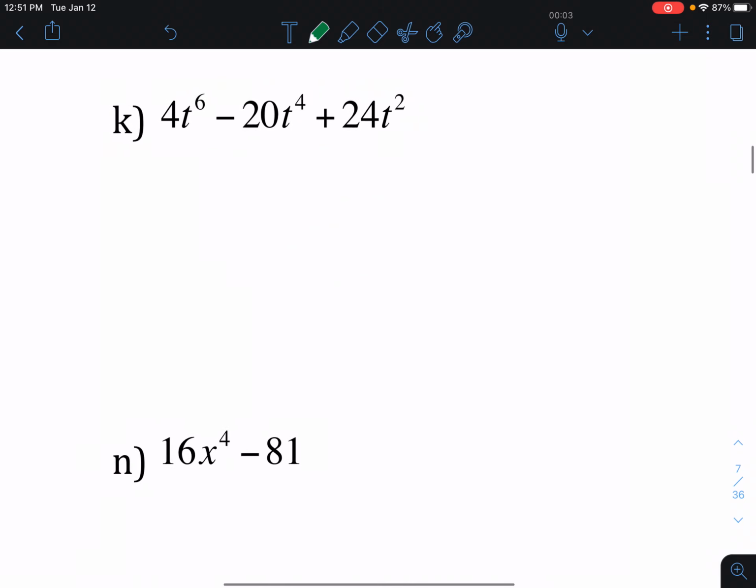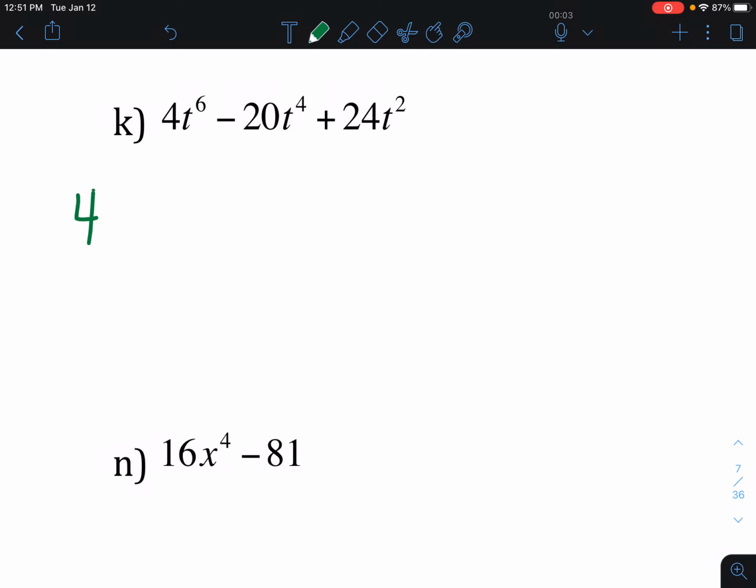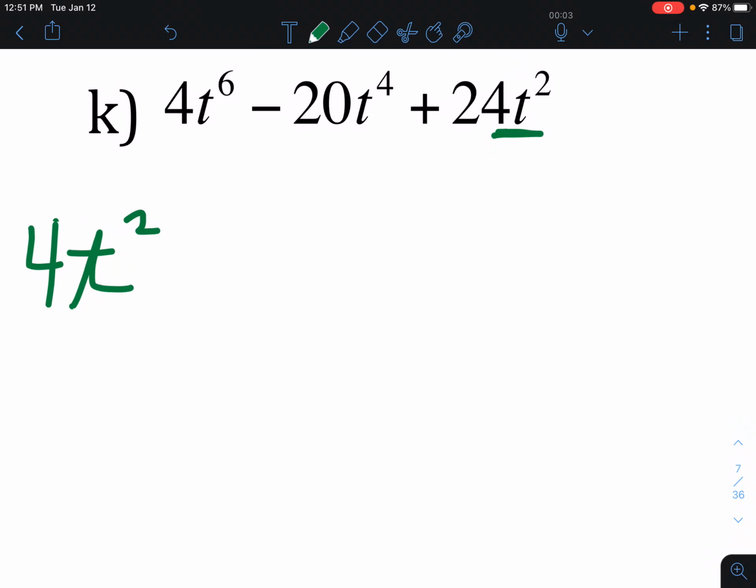Letter K, GCF, I'm looking for right now. Yes, 4 goes into 4, 2024. And T is common to all of them. And notice I'm going to do T to the 2nd, the smallest T. So then I got to divide to see what's left over in parentheses.